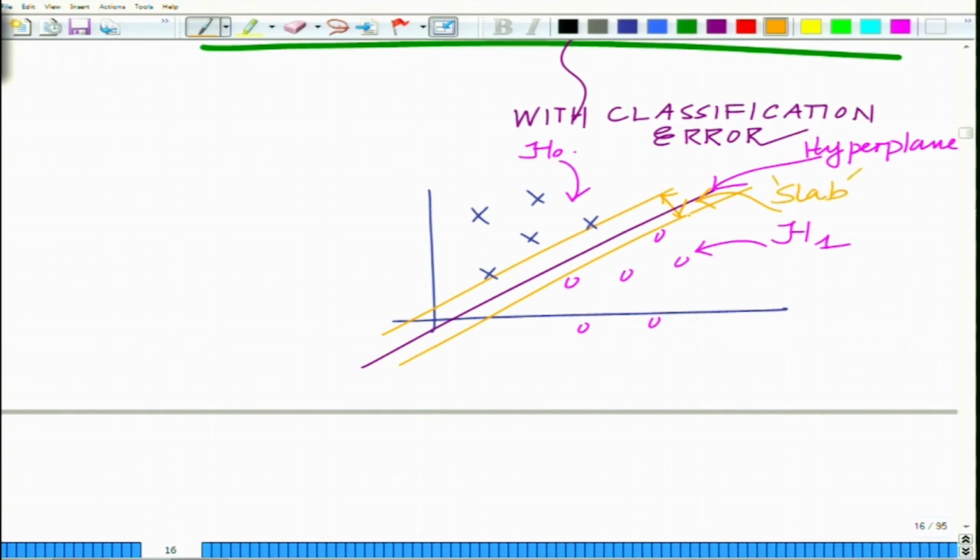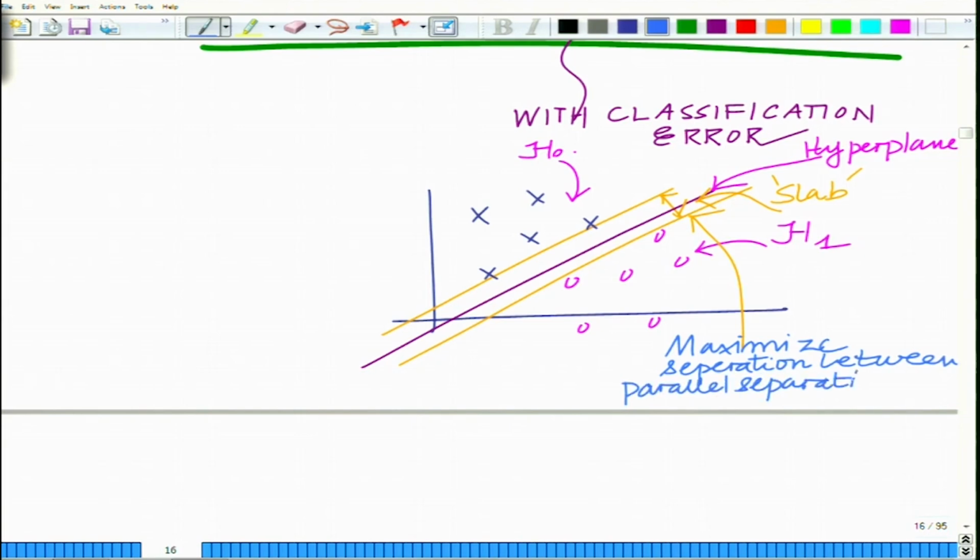or we are going to use two hyperplanes and we are going to maximize the separation between the parallel separating hyperplanes. Now, the problem with this is the following thing.